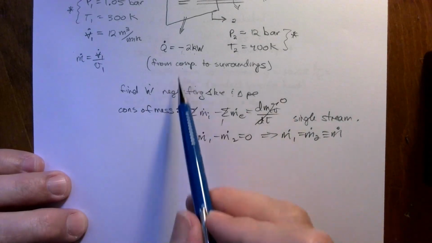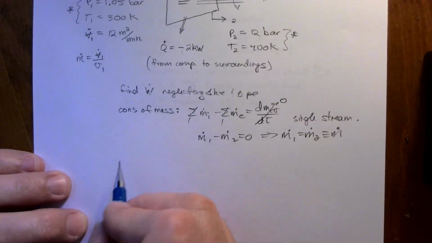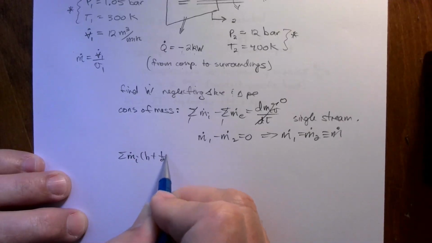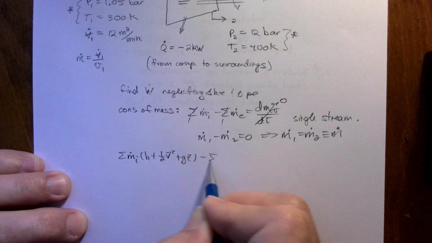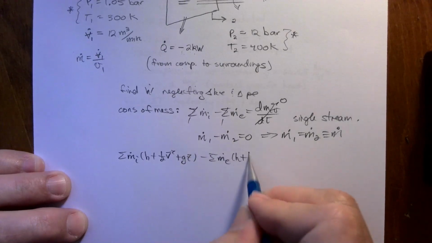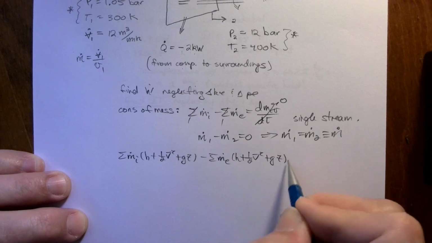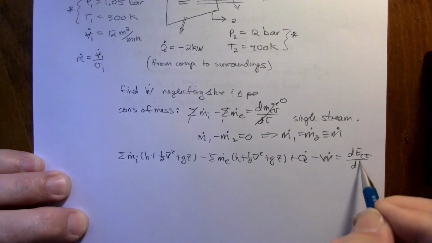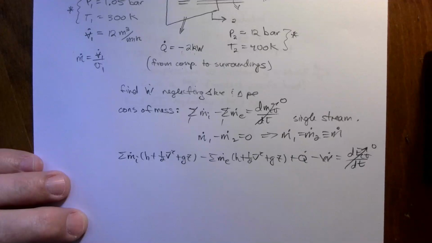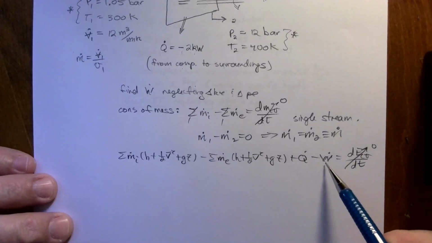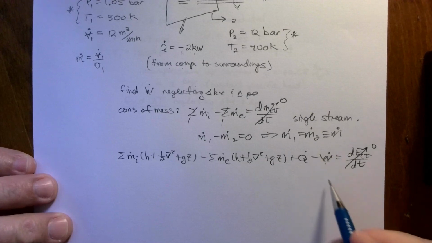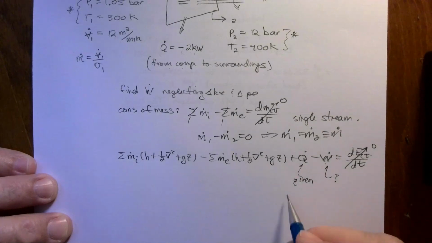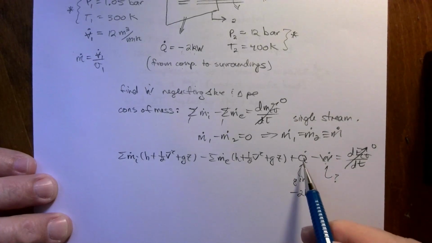Let's do an energy balance though, because that's where our power is going to show up that it's asking for. Energy balance would be summation of m dot in (h plus 1/2 the velocity squared plus gz) minus the summation of m dot exit (h plus 1/2 the velocity squared plus gz) plus Q dot minus W dot is 0. Okay, W dot is what we're looking for. It takes a power input. That's our unknown. Q dot is given. We cannot throw that away. We have a value for that. Minus 2 kilowatts goes here.